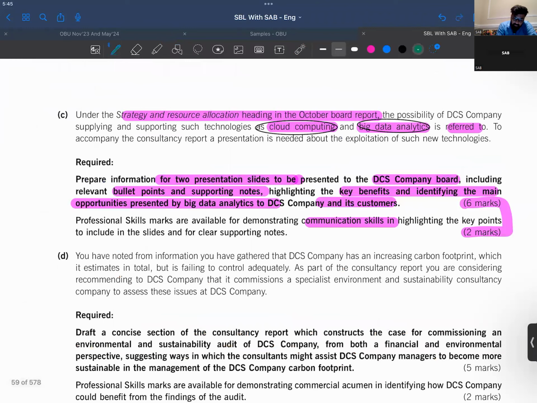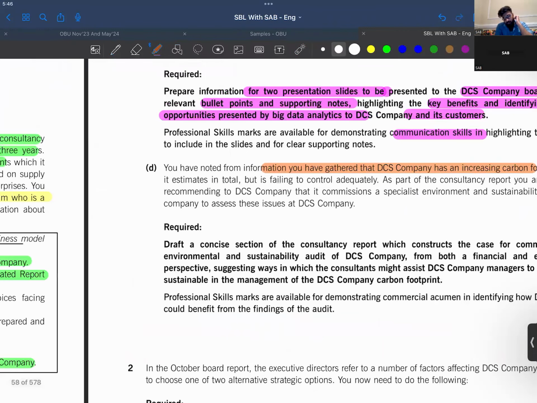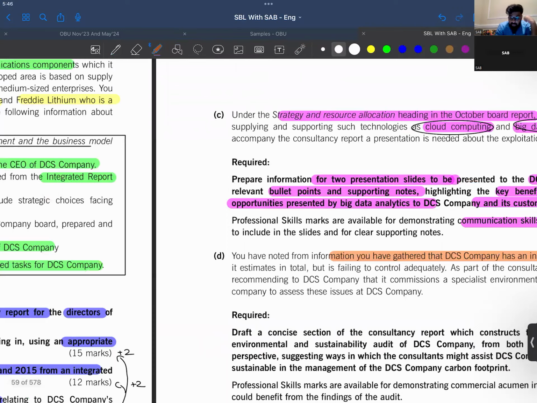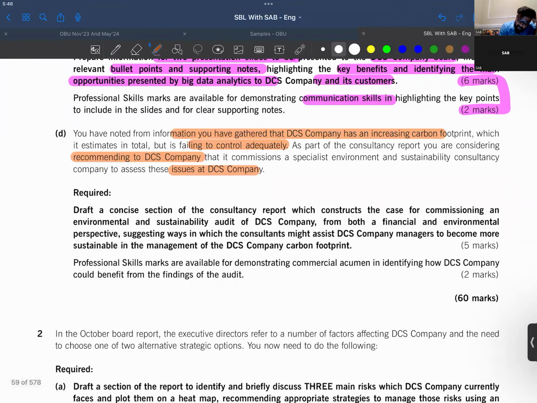D. You have noted from information you have gathered that DCS company has an increasing carbon footprint, right? Which it estimates in total, but is failing to control adequately. So as part of our consultancy report, you are considering recommending to DCS company that it commissions a specialist environment and sustainability company to assess the issues of DCS company. So now draft a concise section of a consultancy report which constructs the case.